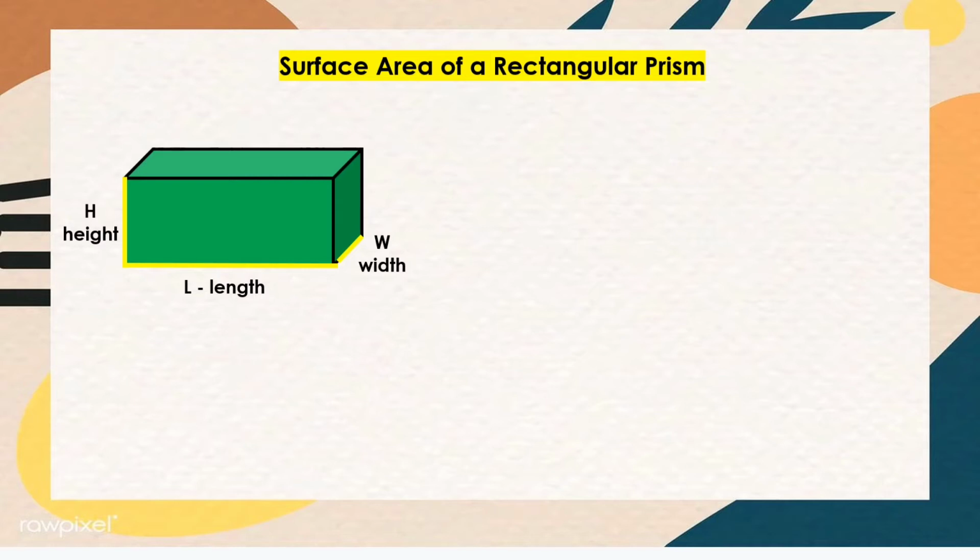The formula we are going to use here is: surface area is equal to 2 times height and width, plus 2 times width and length, plus 2 times length and height.